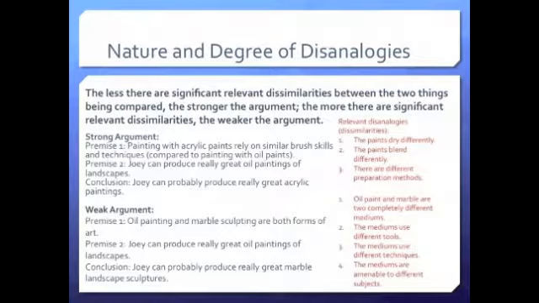Here, the relevant dissimilarities are that oil paint and marble are two completely different mediums. The mediums use different tools, the mediums use different techniques, the mediums are amenable to different subjects. So given all these dissimilarities, the nature of which is very significant to the kind of conclusion that we want to establish, it makes this argument a very weak argument. Simply because oil painting and marble sculpting are similar in the fact that they're both forms of art is not enough to establish that they are similar enough such that if one can paint really great oil paintings of landscapes, one can also sculpt really great landscape sculptures. So this argument will be a weak argument.